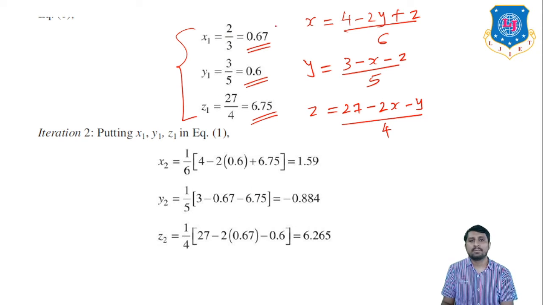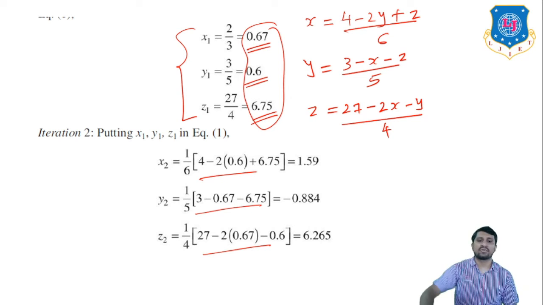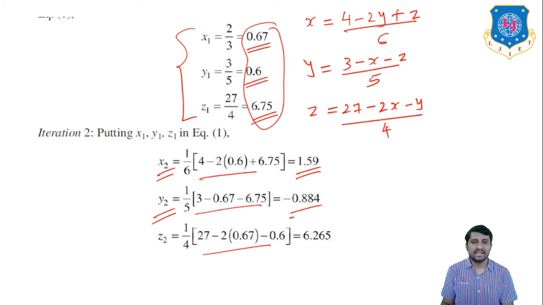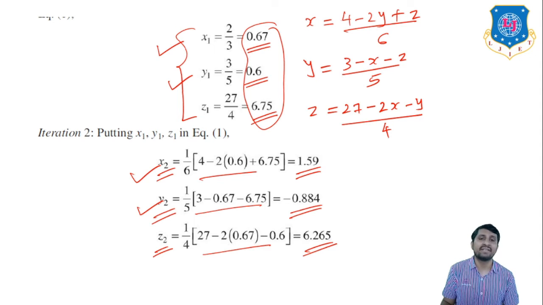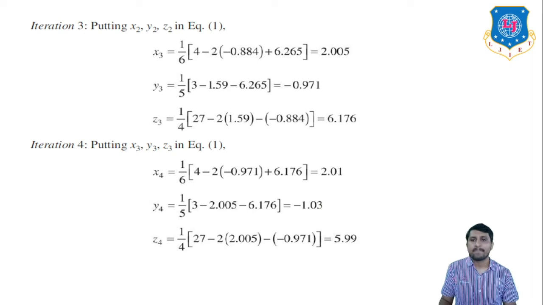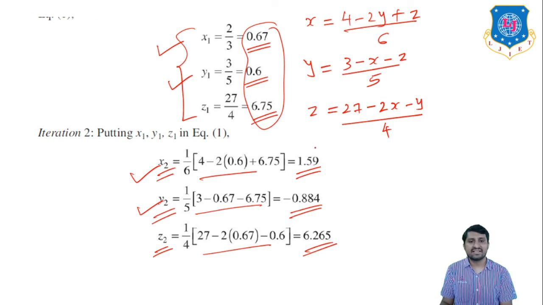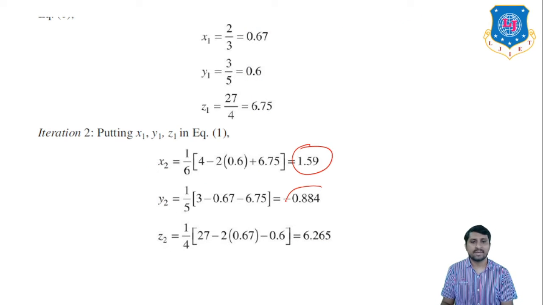Now put all these 3 values in the equations, instead of x, y, z on the right hand side. So instead of y you take 0.6, instead of z you take 6.75, as you can see here. So you will get the second approximation: x2 is equal to 1.59, y2 is equal to minus 0.884, and z2 is equal to 6.265. Now see the difference. What is the first approximation of x? 0.67, then x2 is 1.59. Still there is a major difference. y1 is 0.6, and here a negative value, minus 0.884. So definitely you have to continue this process. Iteration number 3: now this is my x2, this is my y2, and this is my z2.